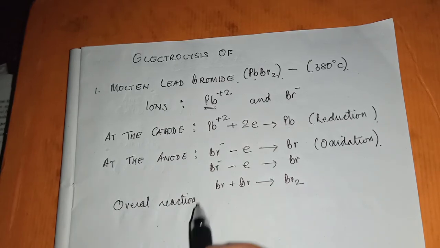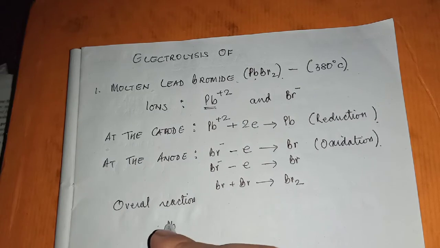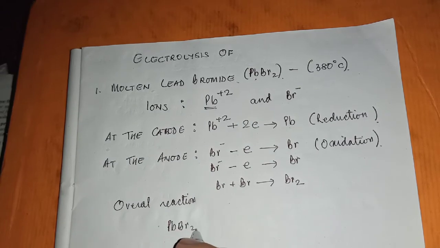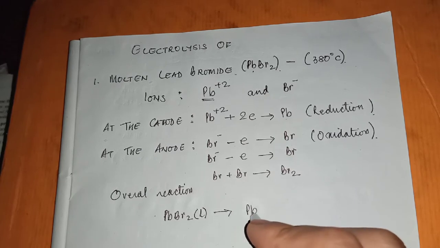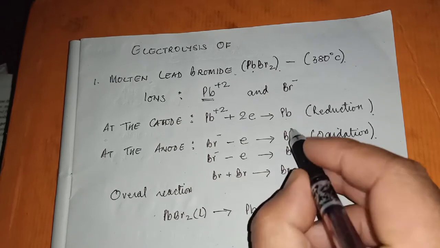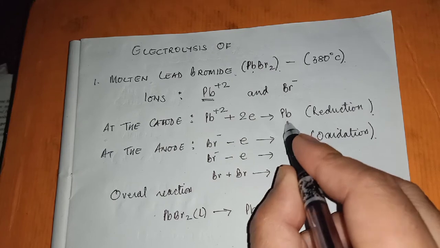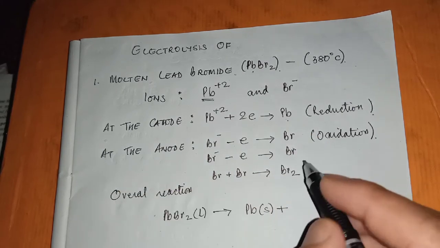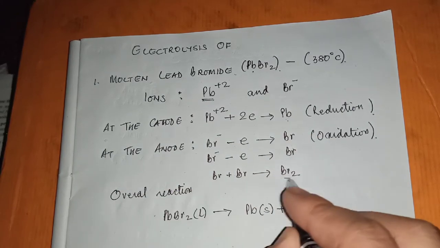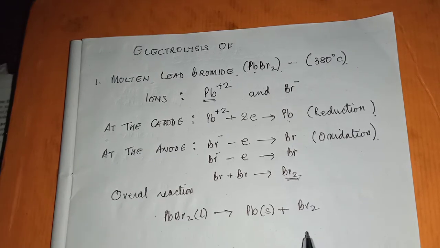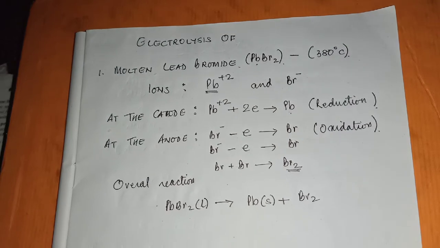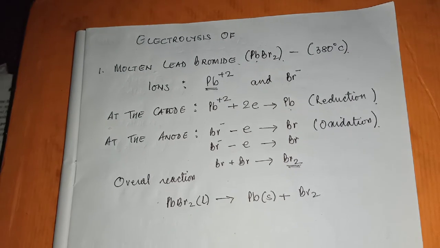The overall reaction will be lead bromide. We started with lead bromide. This is in molten state, so you have to write L. So lead bromide will convert into lead. This is solid, after the reaction at the cathode, and from the anode what did we get? Br2, the final product. Okay, now you just see if it is not balanced. You need to balance it by writing the required coefficients.